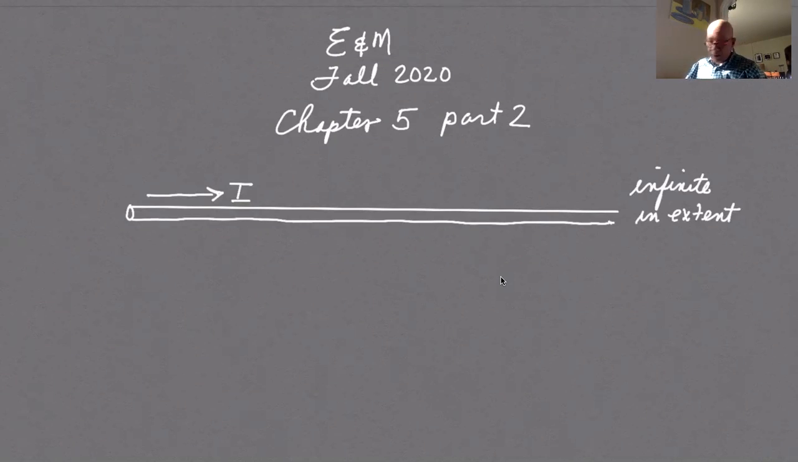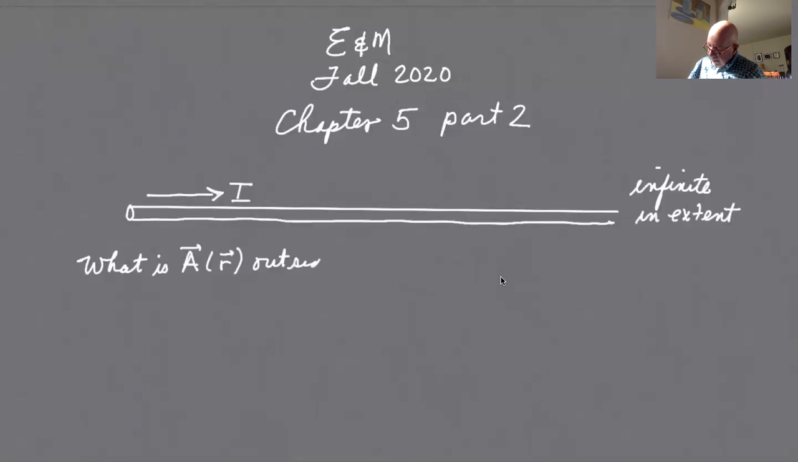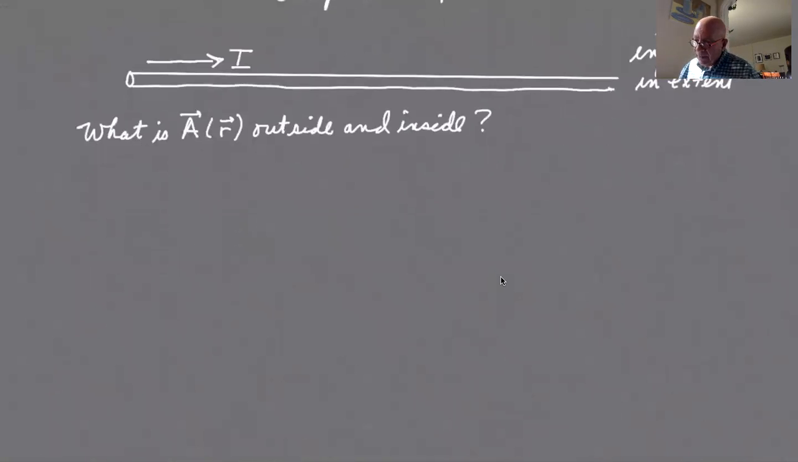Now, what are the questions? Well, the questions are: what is A as a function of r outside, and what is A sub R inside? So let's begin to tease this apart. And again, as I said, it has some subtlety to it.